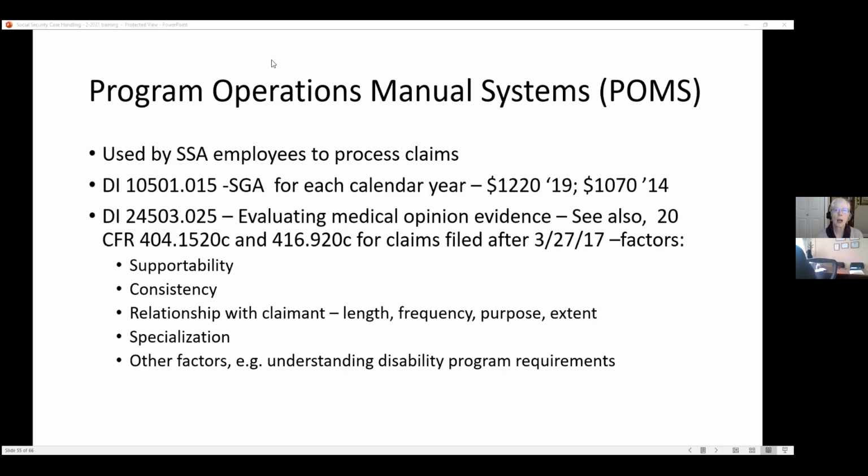POMS is the Program Operations Manual System, which is what the SSA employees use to process claims. And it has all kinds of helpful information, like what SGA is for the calendar year. DI stands for disability insurance. There's one on evaluating medical opinion evidence, which are the factors we already talked about. So you can find it there too.